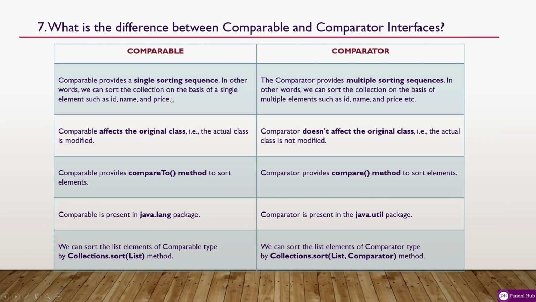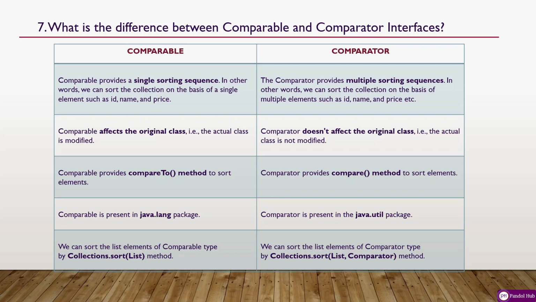The next one: what is the difference between Comparable and Comparator interfaces? Comparable and Comparator interfaces are basically used to provide a sorting sequence. Comparable provides a single sorting sequence. In other words, we can sort the collection on the basis of a single element such as ID, name, and price. Both are used in the case of collections to sort the collections.